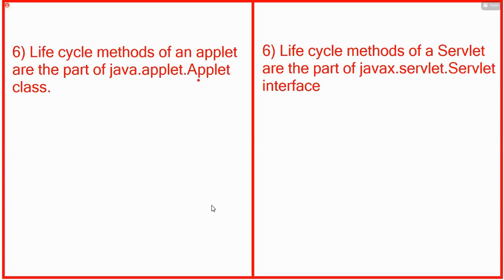Package, subpackage, class. Package, subpackage, interface. Life cycle methods of an applet are the part of the java.applet.Applet class. Life cycle methods of a servlet are the part of the javax.servlet interface. Now, what is a class? A collection of variables and methods. But what is an interface? Public static final variables and public abstract methods.